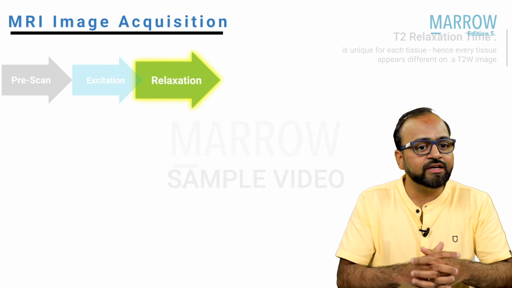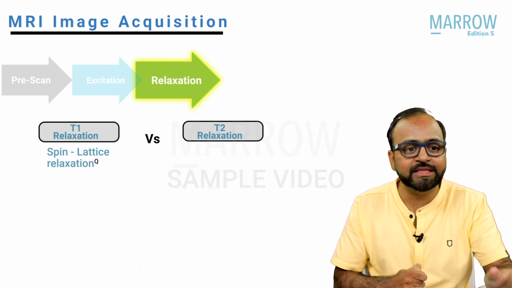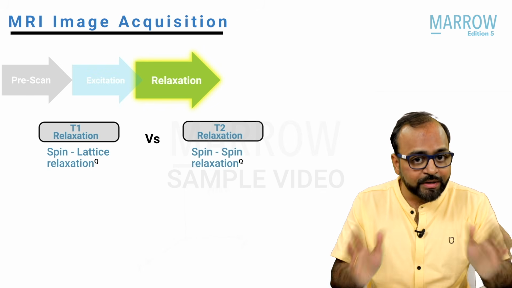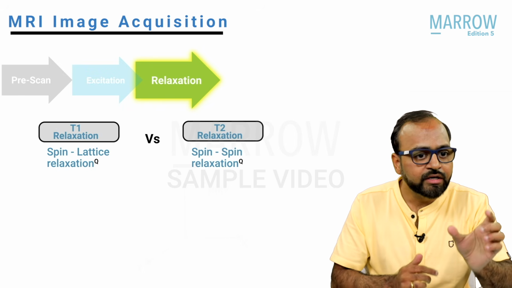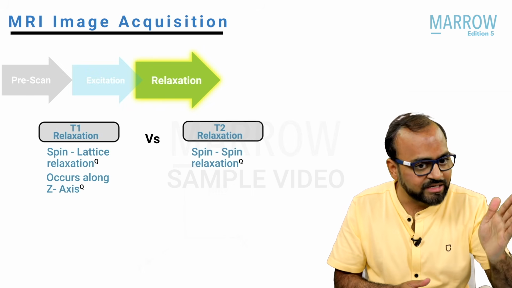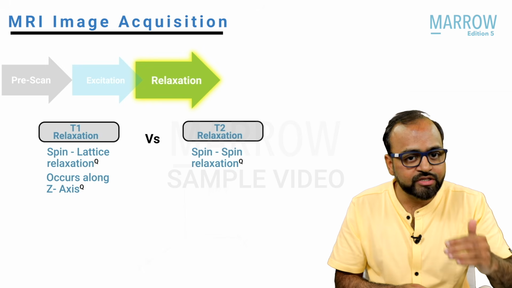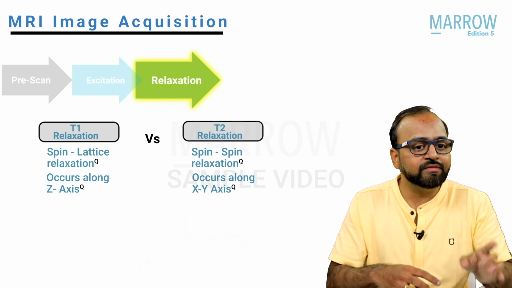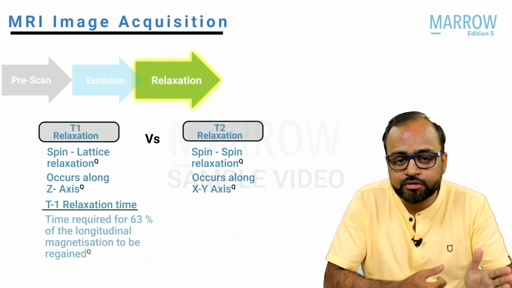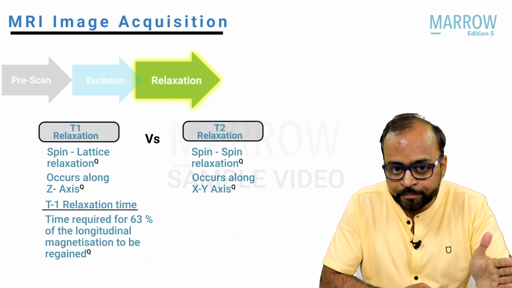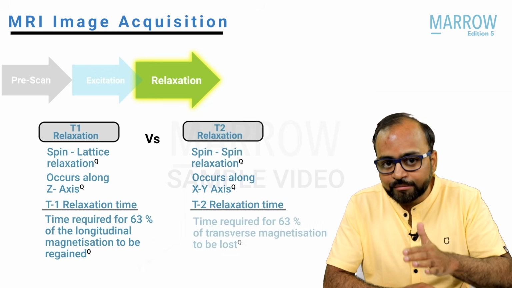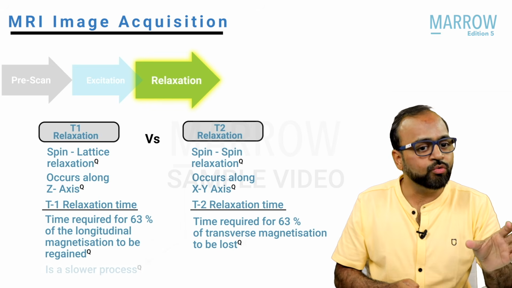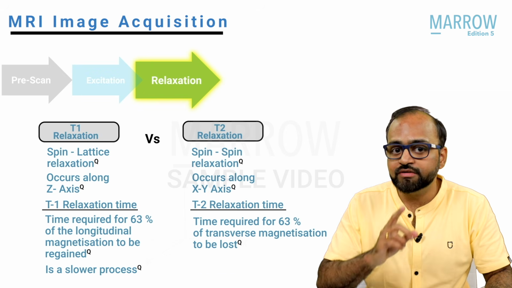So let us compare T1 and T2 relaxation. T1 relaxation is called spin lattice relaxation. T2 relaxation is called spin-spin relaxation. They are two independent processes that are happening simultaneously. T1 relaxation, as we have studied, occurs along the z-axis, that is the blue arrow which is increasing. T2 relaxation happens along the xy plane or axis. T1 relaxation time is the time required for 63% of the longitudinal magnetization to be regained, whereas T2 relaxation time is the time required for 63% of the transverse magnetization to be lost. T1 relaxation is an overall slower process. T2 relaxation is a faster process.